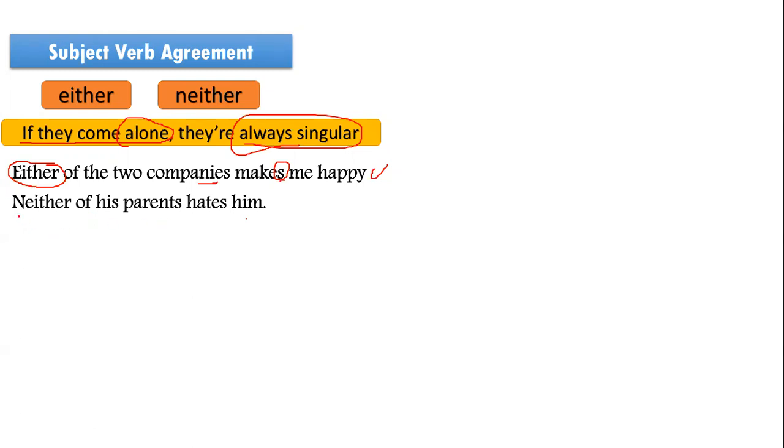How about this one? Neither of his parents hates him. Is it correct now? Let's think of this one, ya shabab. Neither of his parents hates him. Is it correct?